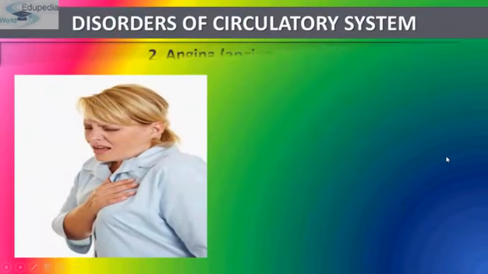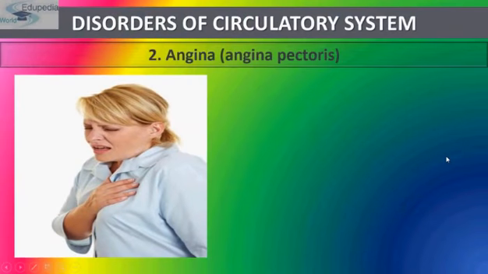Okay, now comes the second disorder. This is known as angina, angina pectoris. Angina pectoris refers to the heaviness and the pain in the chest as a result of reduced blood flow to the cardiac muscle due to narrowed and hardened coronary arteries. A person may also experience pain in the neck, lower jaw, left arm and left shoulder.